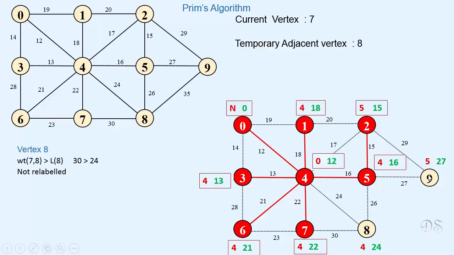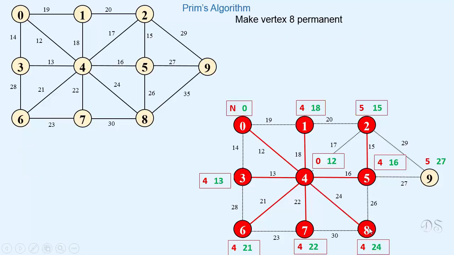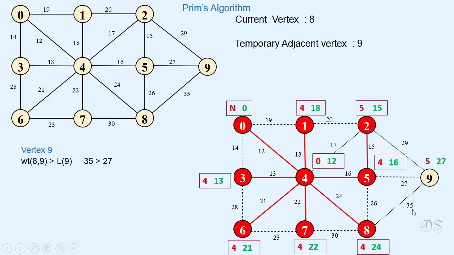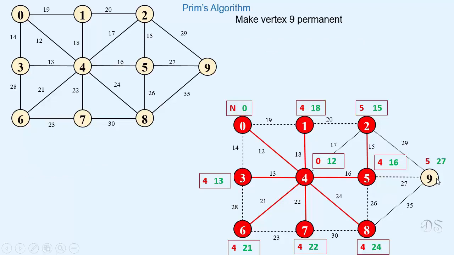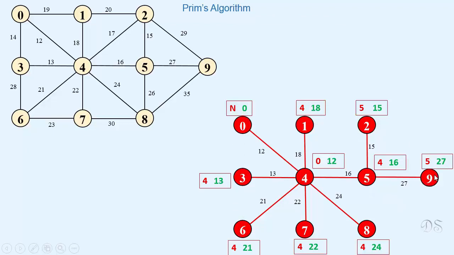Now we have these 2 temporary vertices left, and this vertex 8 has a minimum value of length. So we'll make this vertex 8 permanent. Now this 8 is our current vertex, and we'll examine this vertex 9, which is adjacent to vertex 8 and is temporary. Now this 35 is greater than 27. So we'll not relabel this vertex 9. Now this is the only vertex that is temporary. So we'll make it permanent. Now all the vertices are permanent, and we've got a minimum spanning tree.